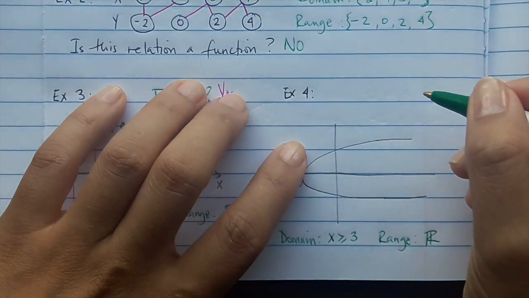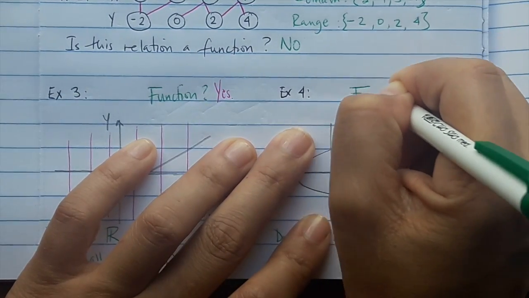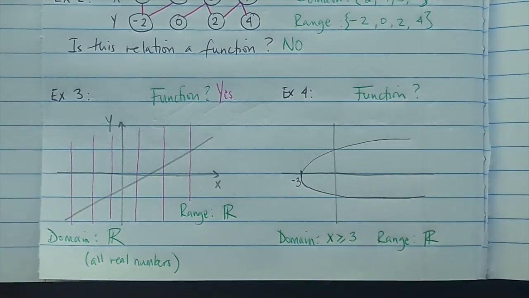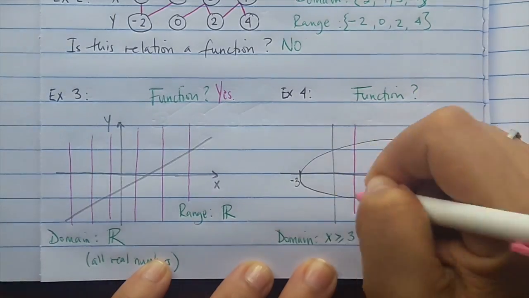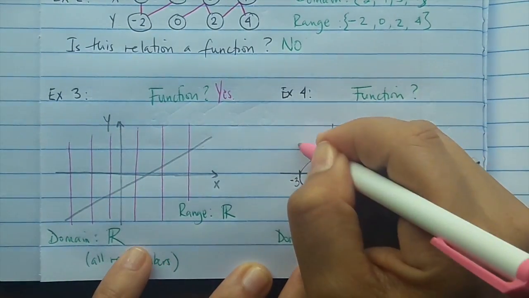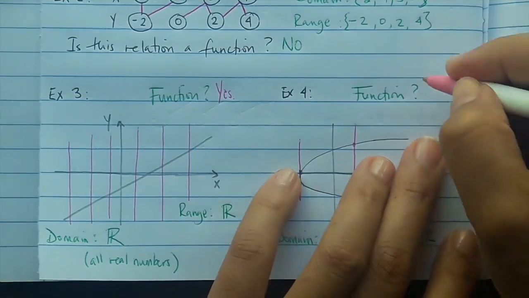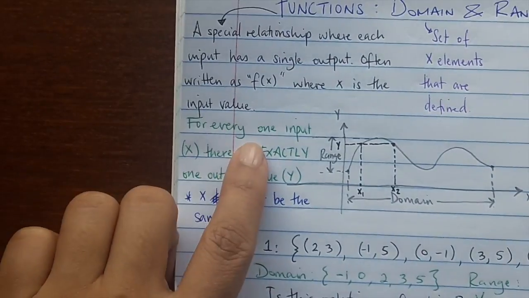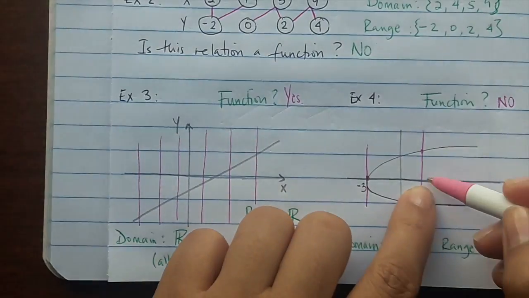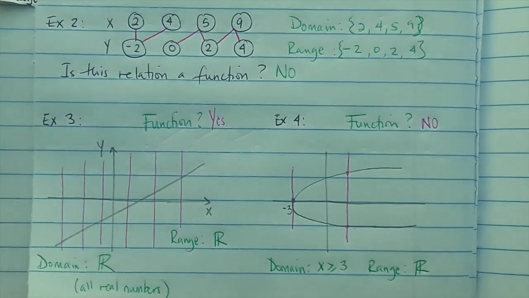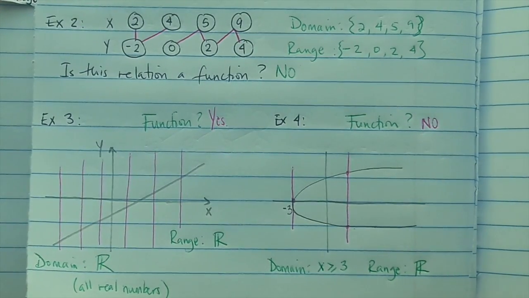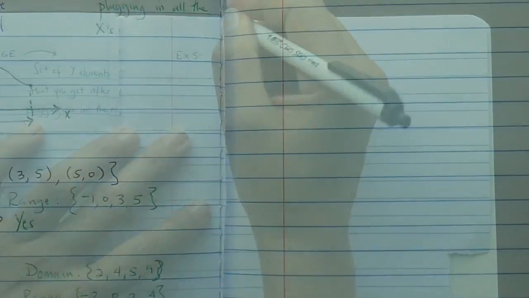Then, is this a function? So again, the vertical line test says that all you got to do is draw a straight line vertically. If it crosses at more than one point, then it is not a function, because it's only one y value, but that same x gives me two values. So that's why the vertical line test works. So it is not a function.